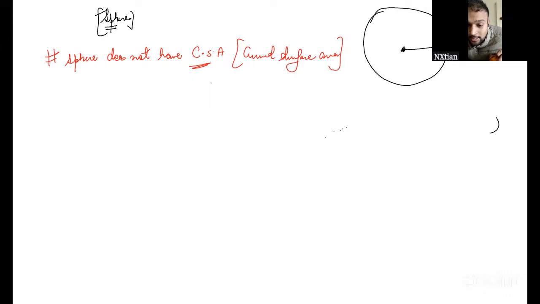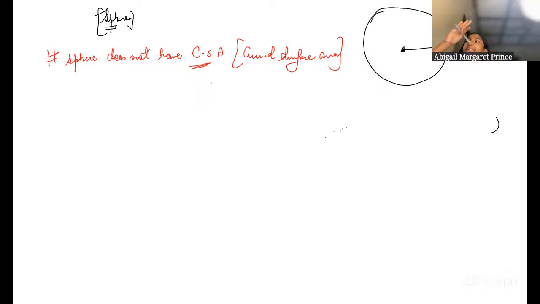Can you tell me why? Anybody can unmute and say why the sphere doesn't have any CSA. Anybody? Yeah, Abigail. Can you tell me why the sphere doesn't have any CSA? Because it's not curved, it's circular. I can't think of anything else.